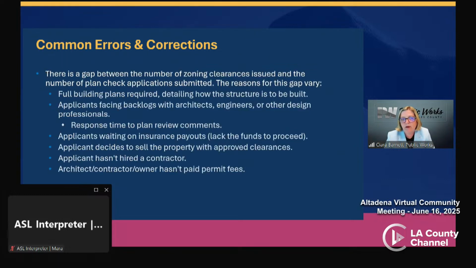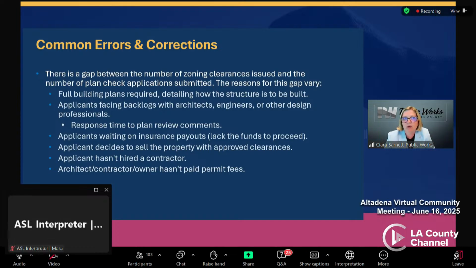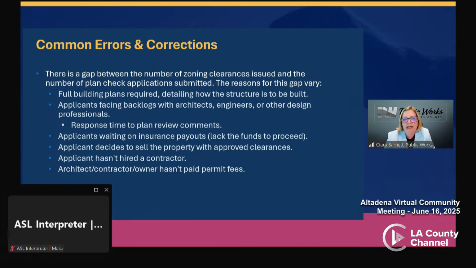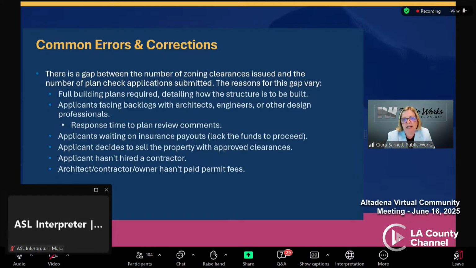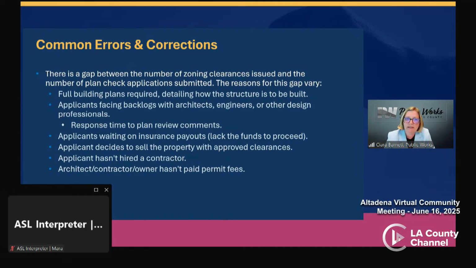So an overview of errors and omissions on plans and why there's a noticeable gap between the number of zoning clearances issued and the number of plan check applications submitted. It's not unexpected that there's a delay between zoning and building as designers are preparing the full design package. And there can be a number of reasons why plans take a while to progress into the building plan check stage.